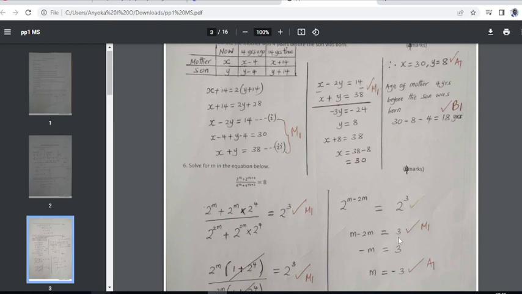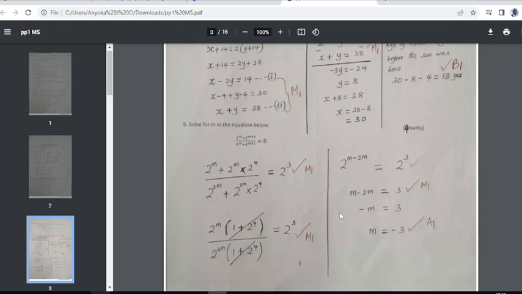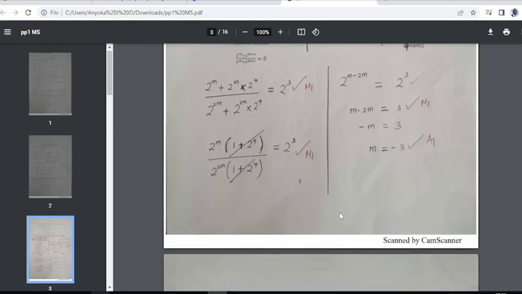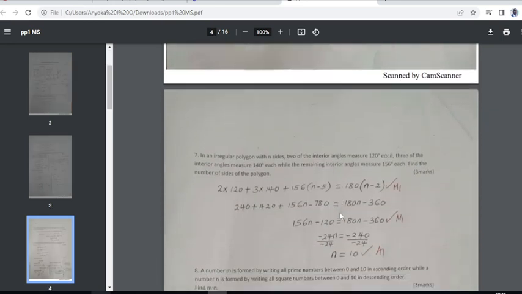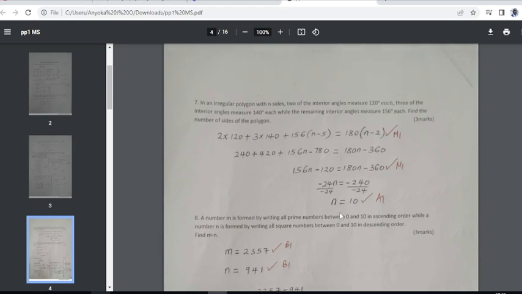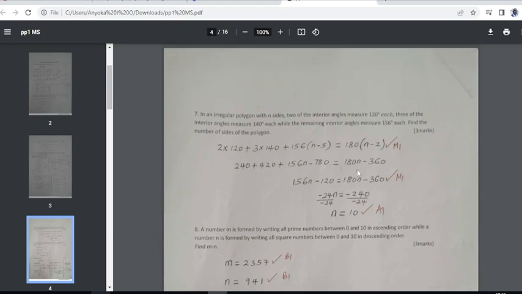Will you be able to follow through? Sarah? Yes. Tuko? Yes. We are okay, yeah? Question 7. Yes. Yes. Question 7.